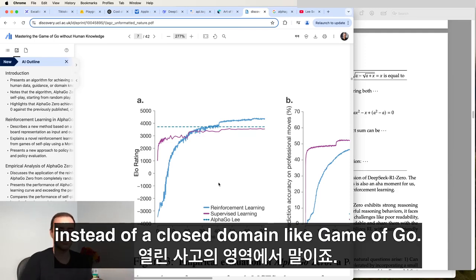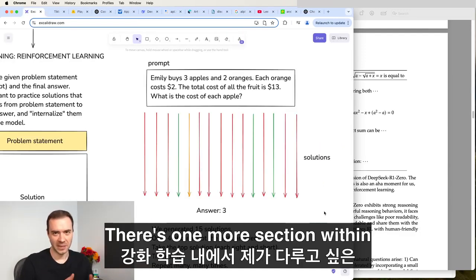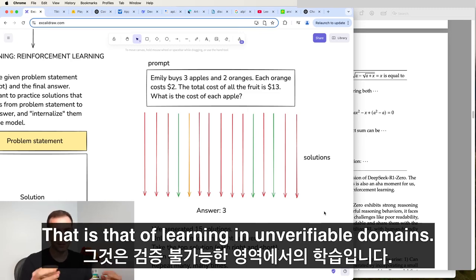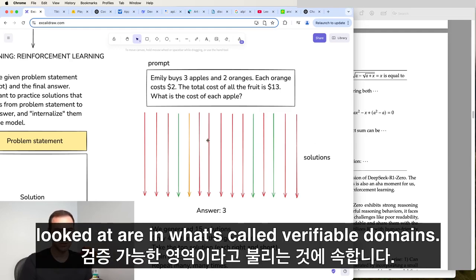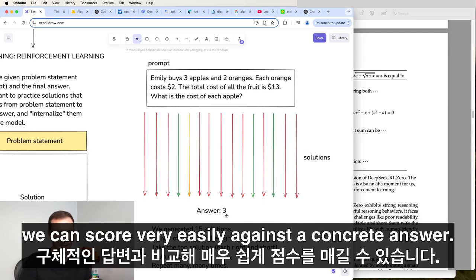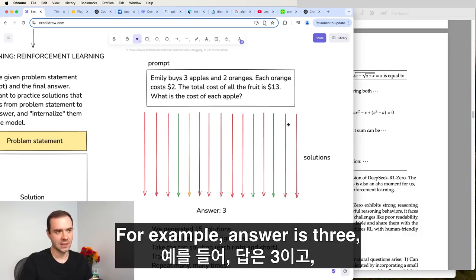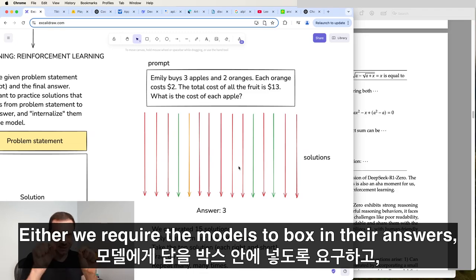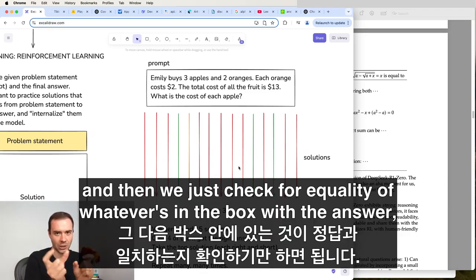like the game of Go. There's one more section within reinforcement learning that I wanted to cover, and that is learning in unverifiable domains. So far, all of the problems we've looked at are in what's called verifiable domains. That is, any candidate solution we can score very easily against a concrete answer. For example, the answer is 3, and we can very easily score these solutions against the answer of 3. Either we require the models to box their answers, and then we check for equality of whatever is in the box with the answer.